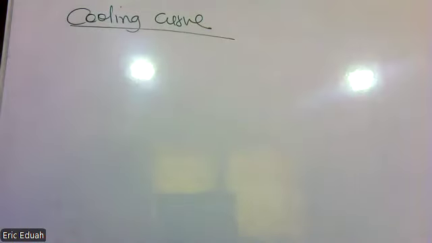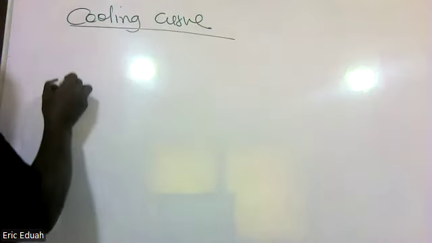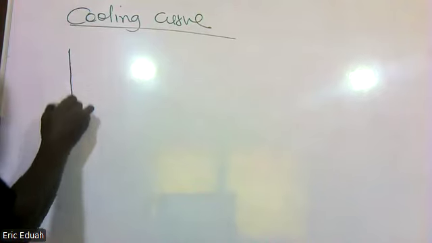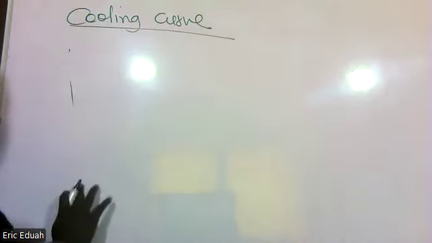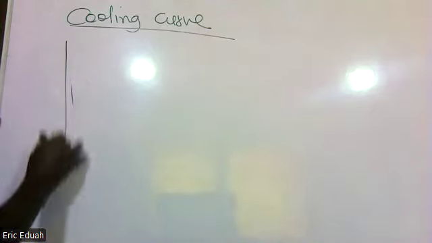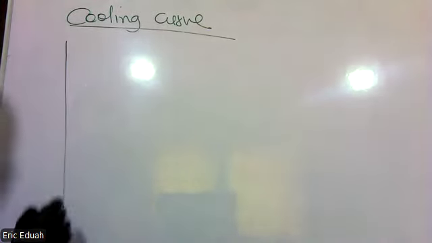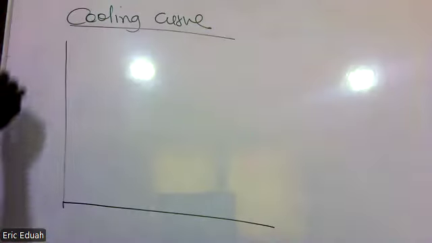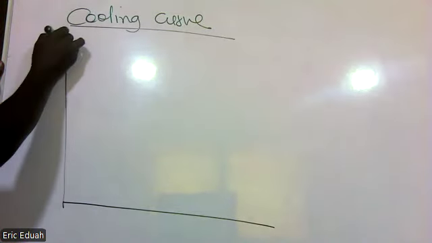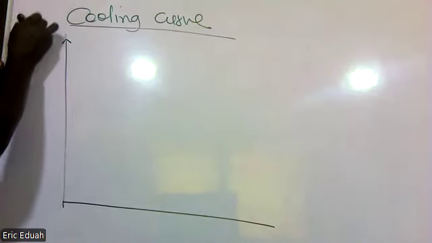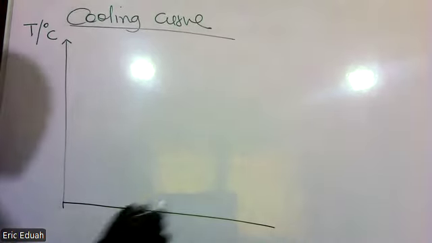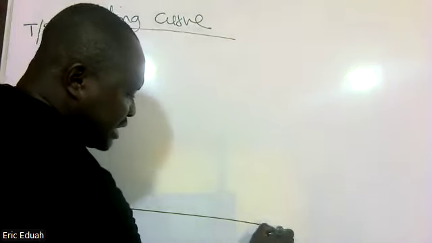So the cooling or heating curve, we are plotting a graph of temperature against heat energy or thermal energy used. So the cooling curve, the heating curve, is a graph of temperature in degrees Celsius or Kelvin against heat energy.